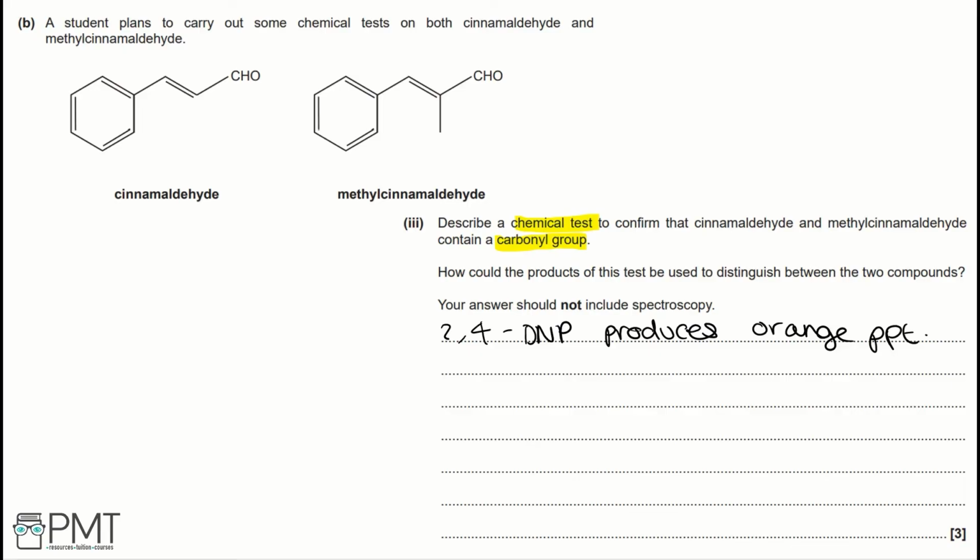So what we can do instead is take what's called a melting point. There's melting point tests you can do, and then you can compare this to a known value in order to distinguish between the two compounds. So, compare to a known value.